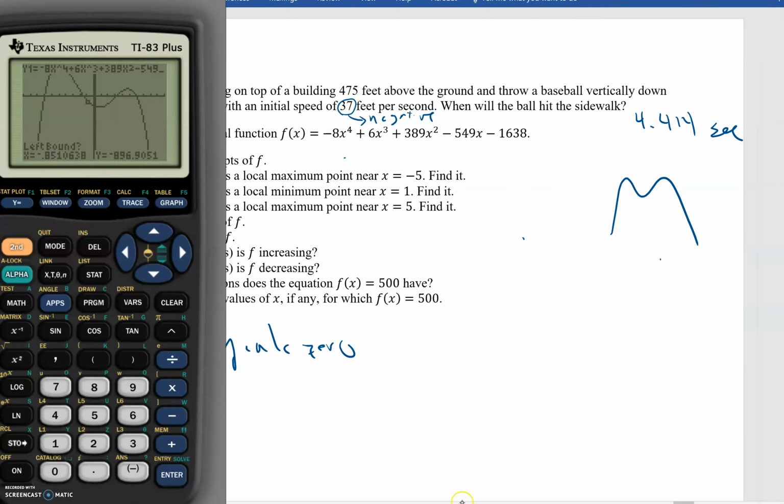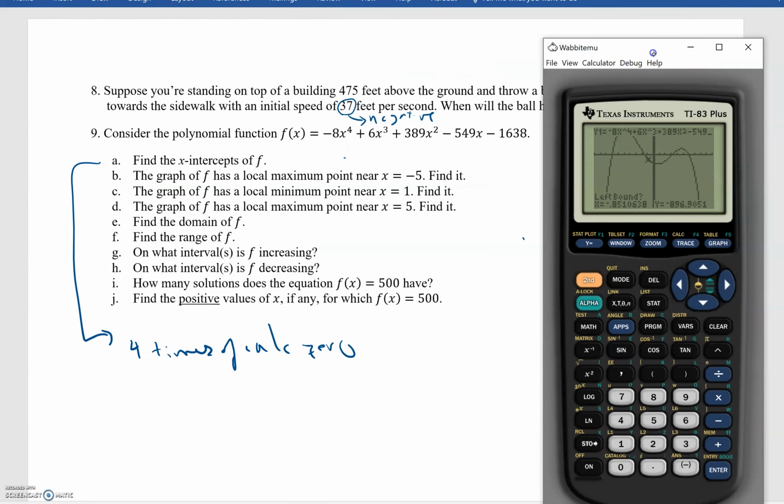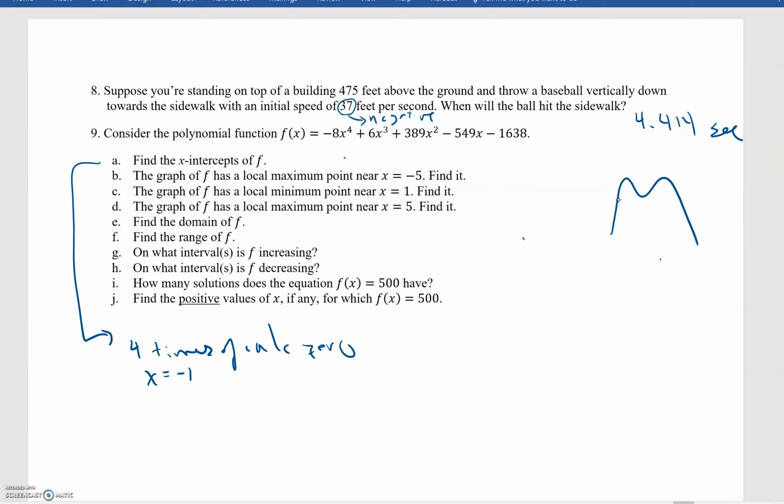Of course, I screwed that up. I'm going to find this one right here that I happen to be close to. I go to the left of it, I go to the right of it, hit enter, and then guess, and my estimated value is minus 1.5. So one of them is x equals minus 1.5, and then there are 3 more which you can find, and the answers are at the end of the document.